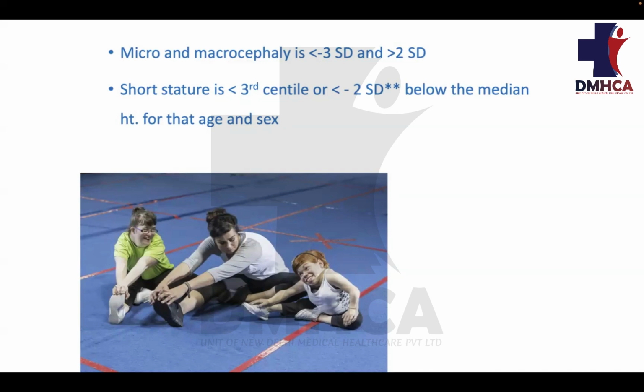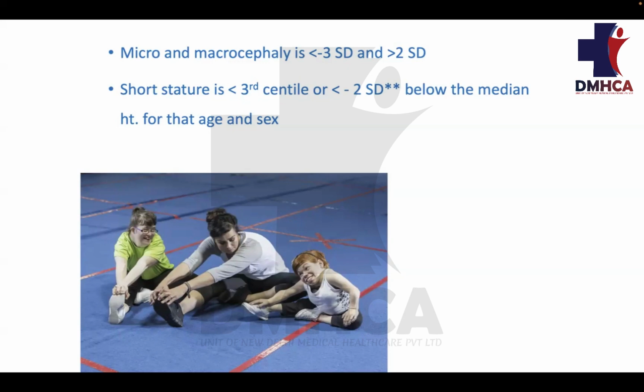I'll repeat again. If I ask you a very simple question, what is the height of a 4-year-old? Remember, the height of a 4-year-old is 100 centimeter. So short stature is defined as height less than third percentile or less than -2 standard deviation. Like you open the book, in the book you have some charts where we follow normal centile, then -1, -2, -3. So if the height of a patient according to the age and sex is less than third percentile or less than -2 standard deviation, that is known as short stature.